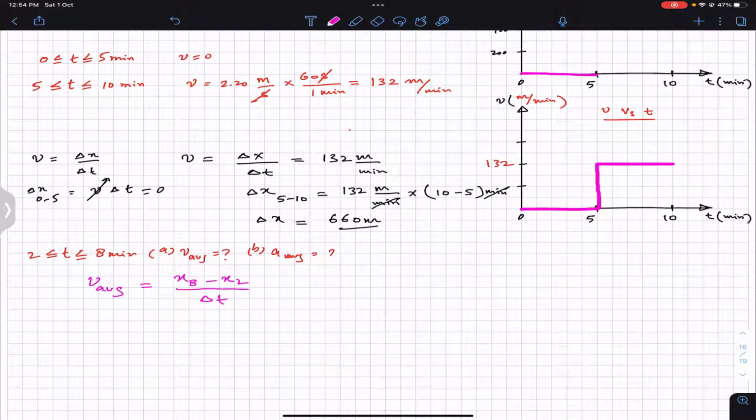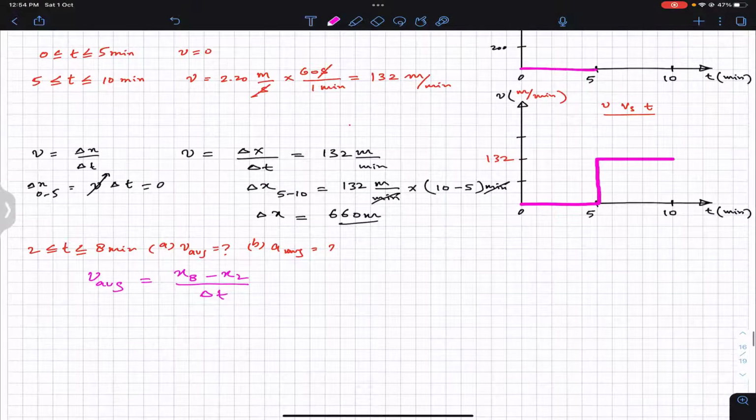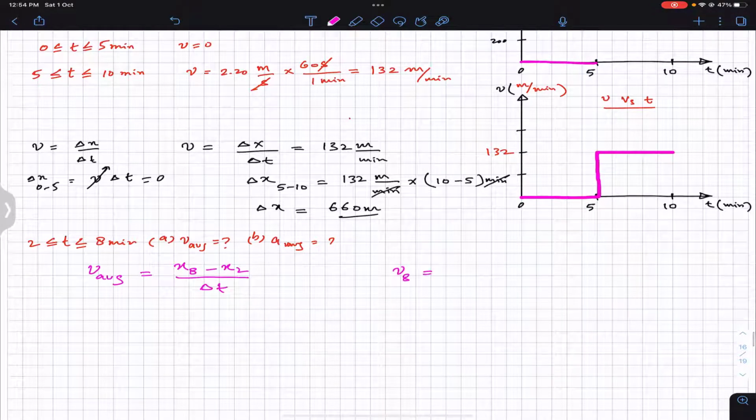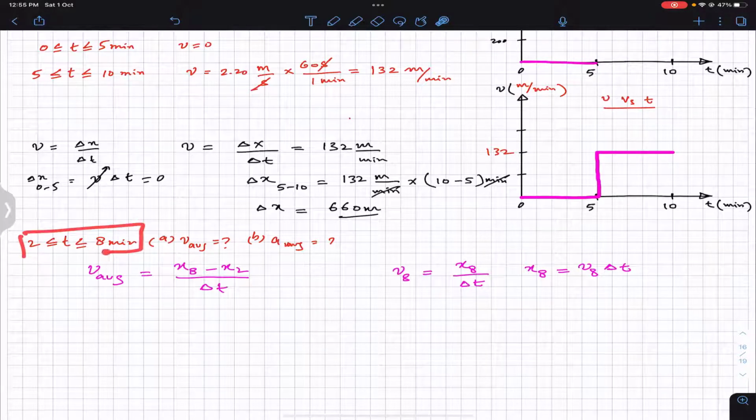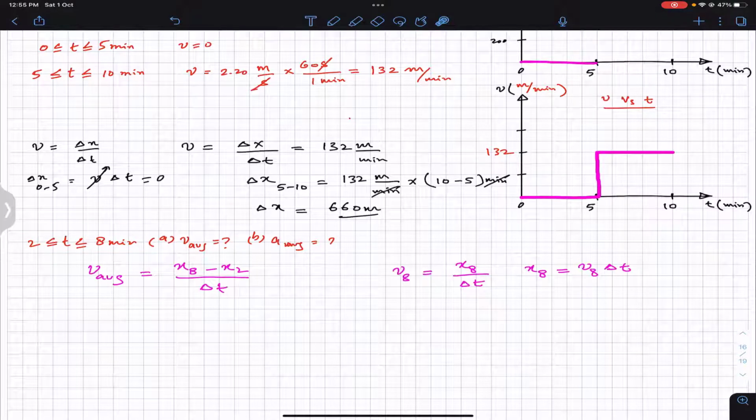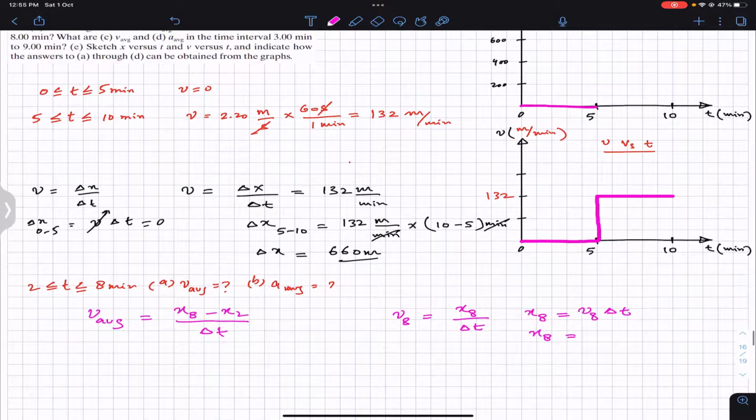So again we can use this same velocity equation. If we know the instantaneous velocity, so v at 8 minutes is equal to the position at 8 minutes divided by delta t. So from this we can say that x8 will be equal to v8 times delta t, and this delta t is the time interval over which he is moving, right? And we are considering from 2 to 8 minutes. So this will be the average velocity from 2 to 8 minutes, but until 5 minutes he remains still. So here we are going to use the 8 minus 5 time interval, since from 5 minutes he is moving, right? So x8 will be equal to v8, the velocity at 8 minutes.